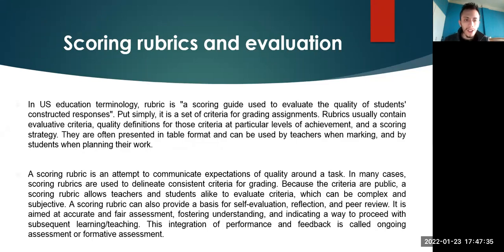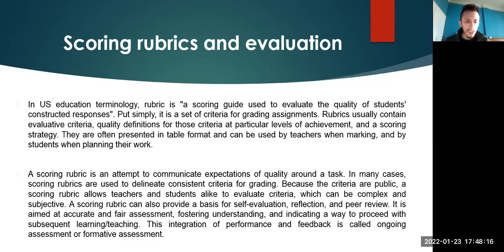In US education terminology, rubric is a scoring guide used to evaluate the quality of students' constructive responses. Put simply, it is a set of criteria for grading assignments. Rubrics usually contain evaluative criteria, quality definitions for those criteria at particular levels of achievement, and a scoring strategy. They are often presented in table format and can be used by teachers when marking and by students when planning their work. A scoring rubric is an attempt to communicate expectations of quality around a task.